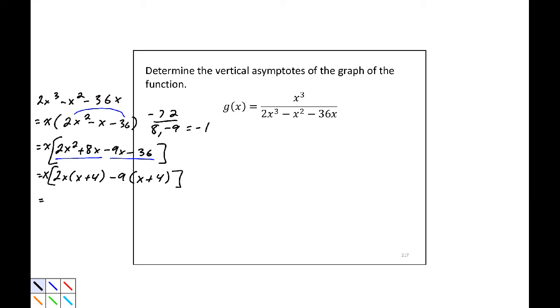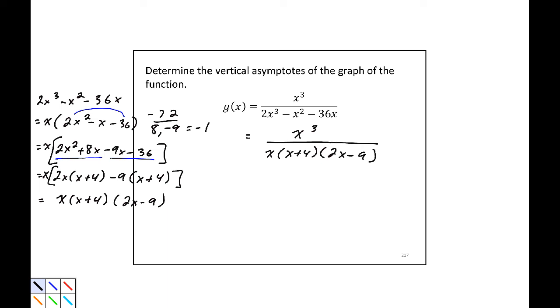which means this factors as x plus 4 and 2x minus 9. I'm going to bring down my x factor, my greatest common factor, so that in completely factored form this is x times the quantity x plus 4, times the quantity 2x minus 9. Now I'm going to rewrite g of x so that it is x cubed over x times x plus 4 quantity times 2x minus 9 quantity.